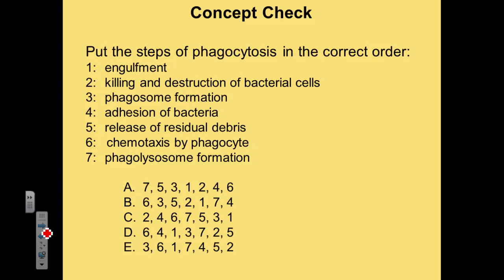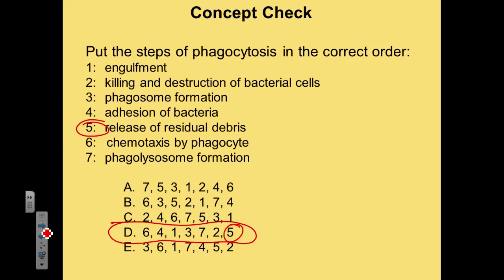So our steps are engulfment, killing and destruction, phagosome formation, adhesion, release of residual debris, chemotaxis by the phagocyte, and phagolysosome formation. We know that the release of the residual debris is the very last step. It has to be. There was a figure that I covered from your text that shows the release of the leftovers at the end. So by the process of elimination, the only option we have with number 5 at the end is option D.